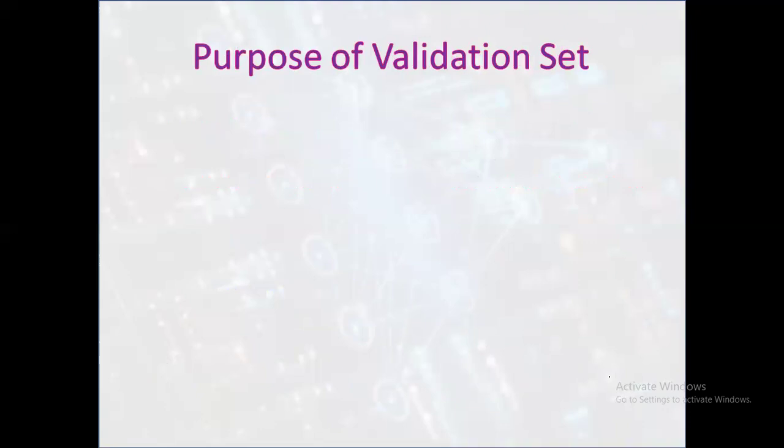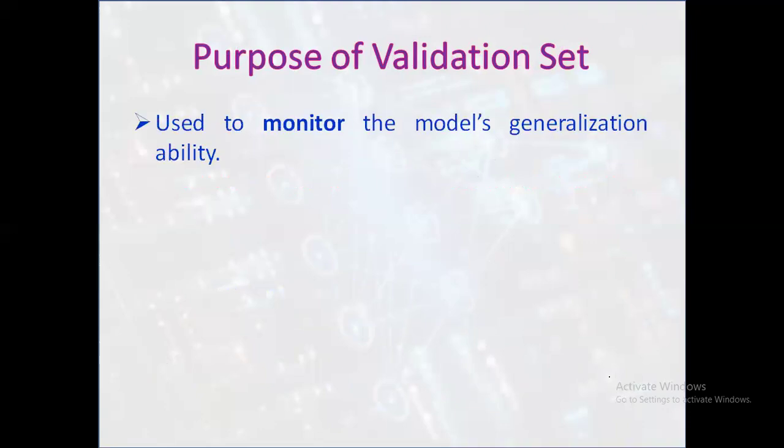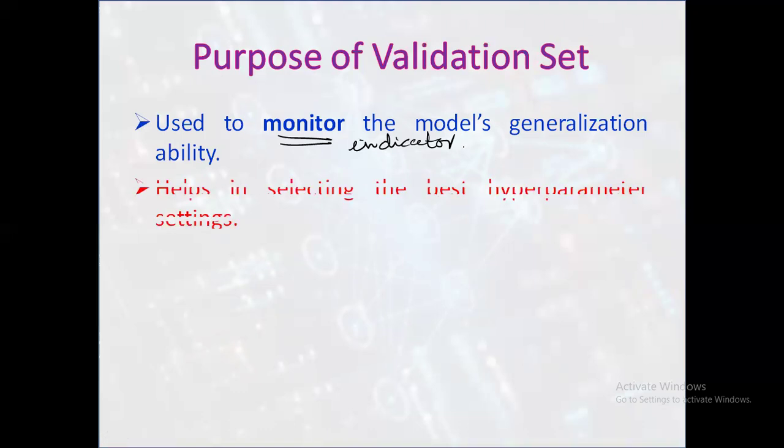Next, purpose of validation set. It is used to monitor the model's generalization ability. Validation data set acts as the indicator. That means this will act as the indicator of how well the model is learning generalization patterns. If the model performs well on validation, it's more likely to do well on unseen test data too.